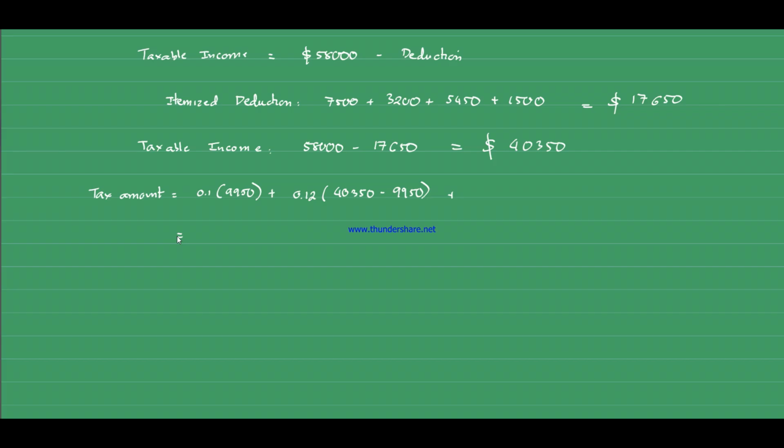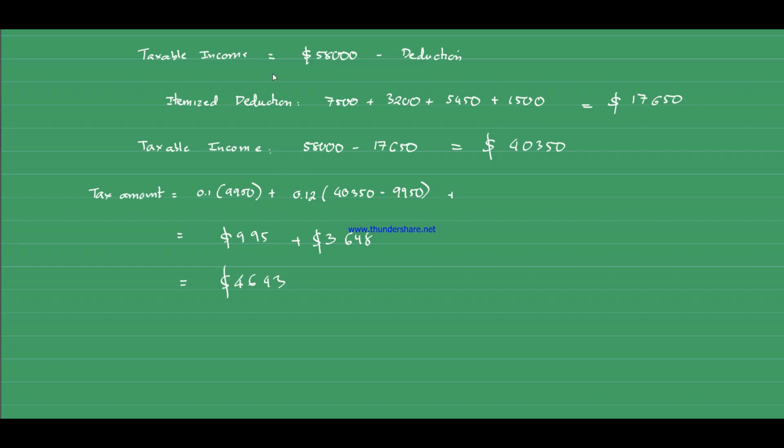So 0.1 times 9,950 is $995. Then 40,350 minus 9,950, times 0.12, is $3,648. So the tax amount you have to pay back to the government, adding them up, is 995 plus 3,648, which is $4,643.